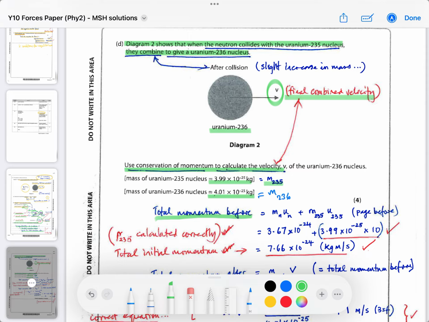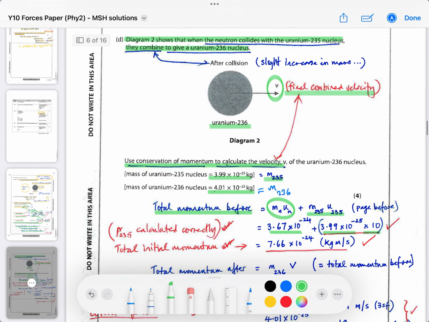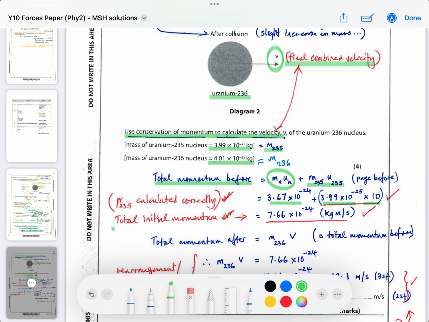So total momentum before is the momentum we've already calculated for the neutron, on the other page. And we've got to add it to the momentum of the uranium before. Remember, it was moving at 10 meters per second. So the mass of the 235, given above, multiplied by the velocity initially, before the collision, of 10 meters per second. You've got to add this bracketed term to the momentum we calculated over the page in the previous question. And that gives you total initial momentum of 7.66 times 10 to the minus 24 kilogram meters per second.